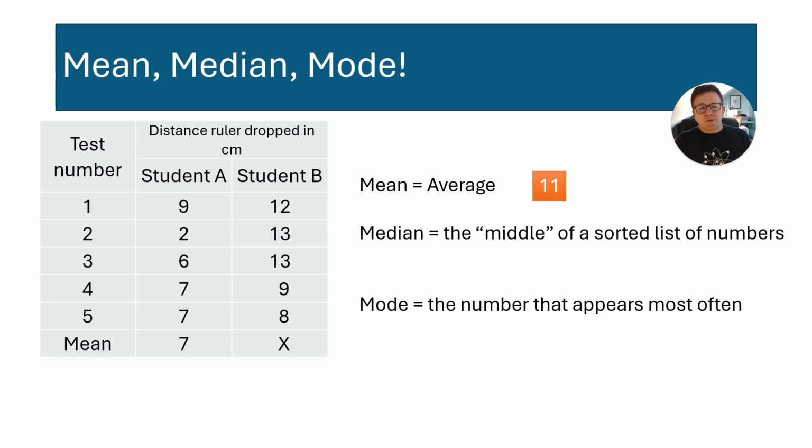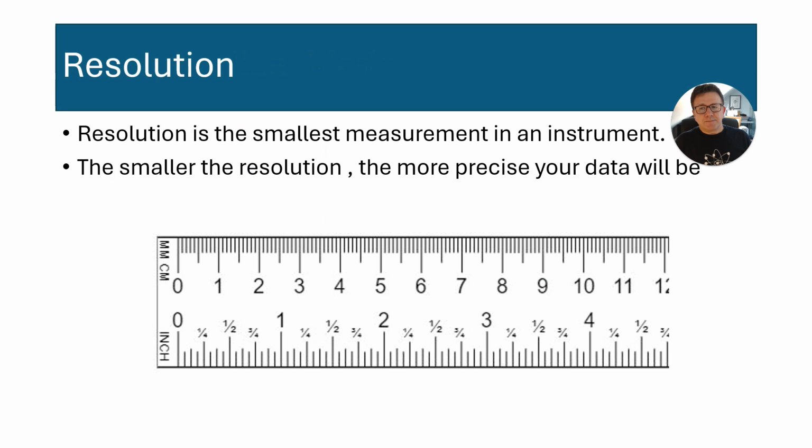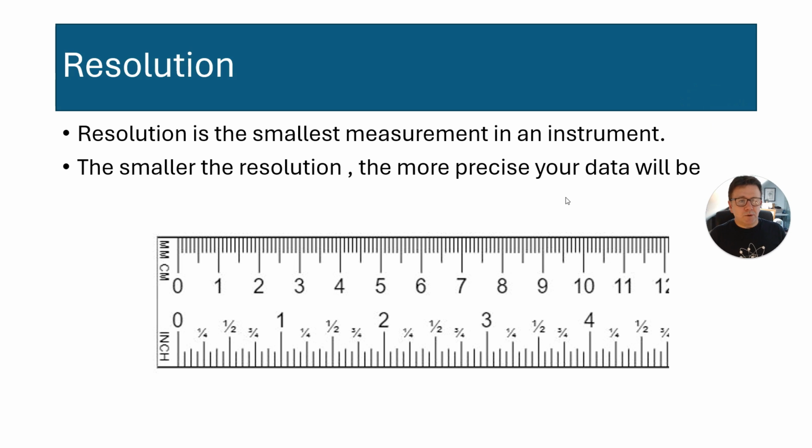Mean, median, mode, you might need to know that in terms of calculations. Resolution as well, you need to know about resolution. So the smaller the resolution, the more precise your data will be. You could improve the resolution by using, for example, rather than using a ruler to measure your reaction times, maybe use a computer or light gates connected to a computer.